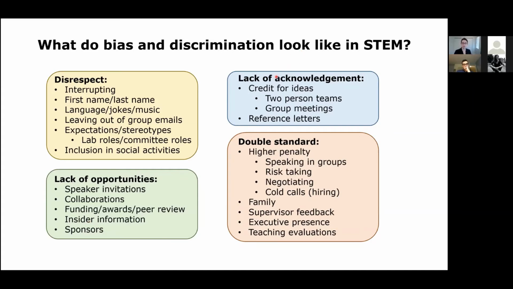Lack of acknowledgement. So people from marginalized groups are less likely to be given credit for their ideas. And then the double standard. This one is particularly important for women. There's a higher penalty for speaking up in groups, for risk taking. Essentially, the higher up the ladder you go, the higher the expectations of your behavior are, and the more critical people are of you, especially if you do something that's considered a mistake.